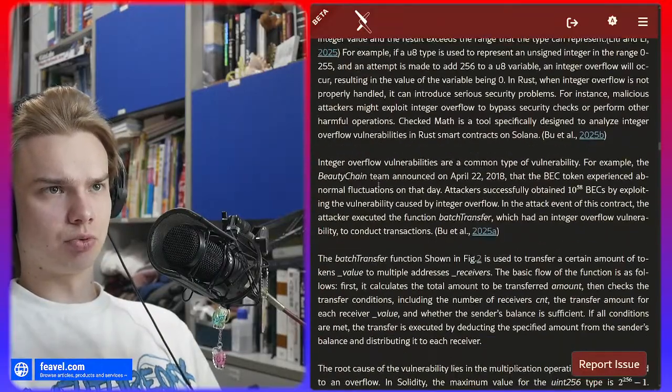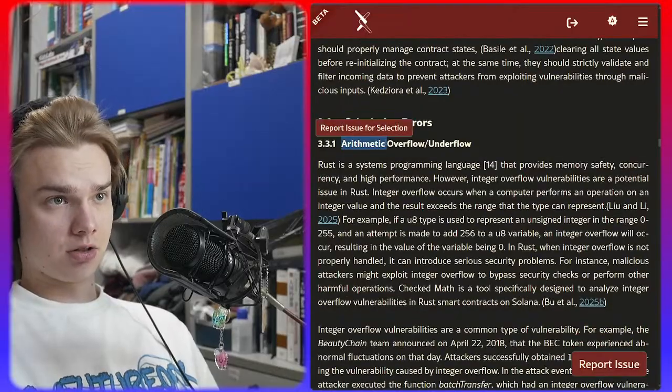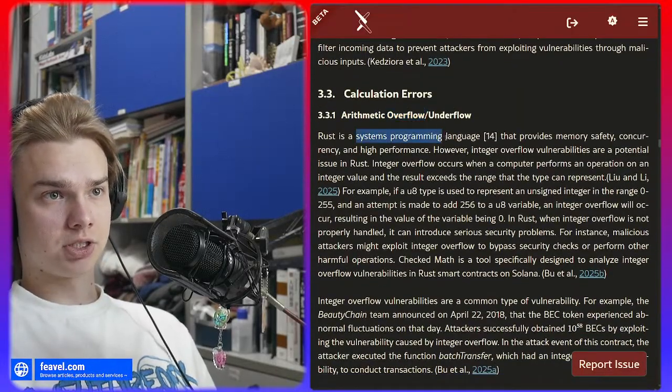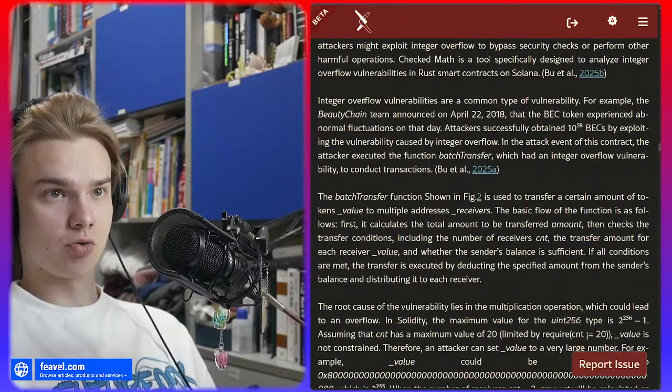Wait. Is it still present though? I don't think so. Calculation errors. Arithmetic overflow, underflow. Rust is a systems programming language that provides memory-safe concurrency and high performance. Okay, we all know that.